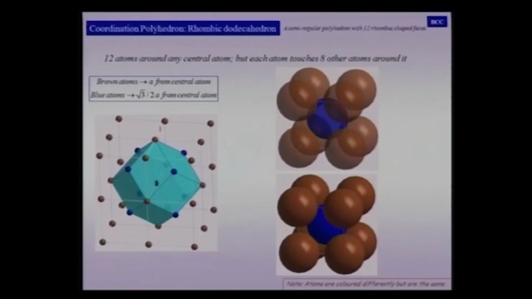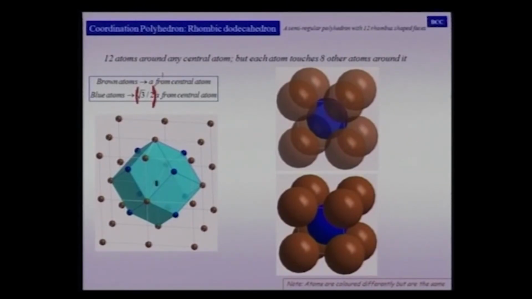That means the coordination polyhedron is now made up not only of nearest neighbors but also next nearest neighbors. So there are two kinds of distances which I need to consider, a and root 3 by 2 into a.